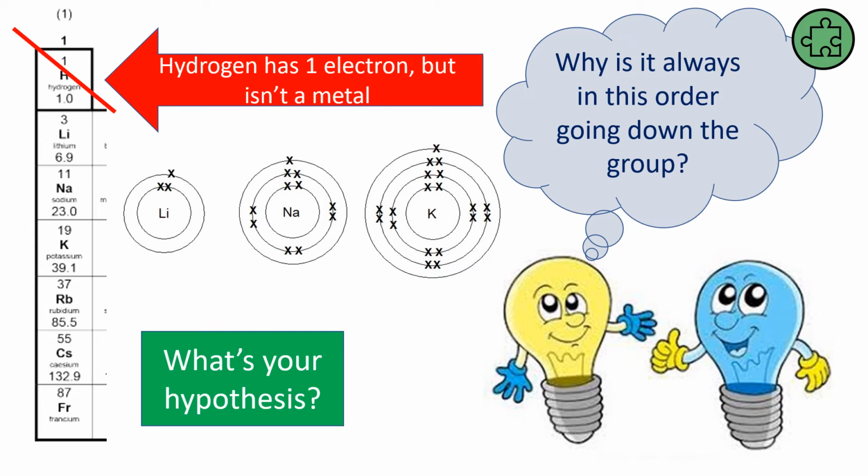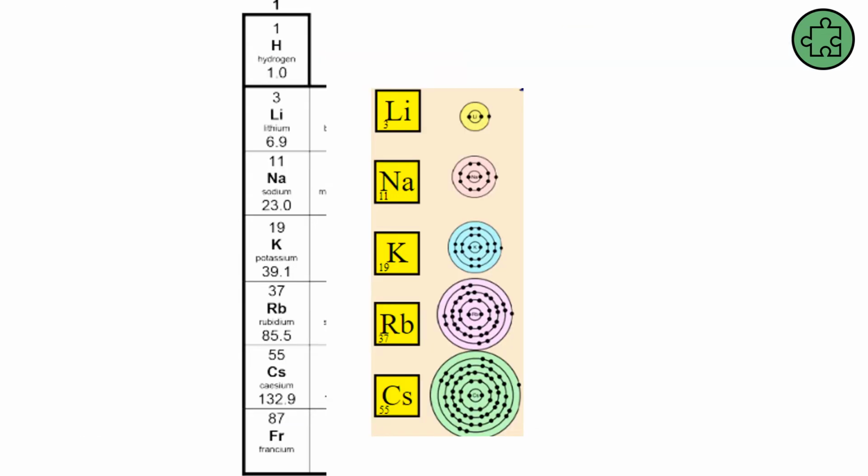So our next question is then, if they all belong in this group, why do they always appear in this order, going down? First lithium, then sodium, and then potassium. What's your ideas? What's your hypothesis? Let's look in a little detail. So first of all, there's hydrogen. That's row 1. We're going to ignore that for now because it's not really part of the group.